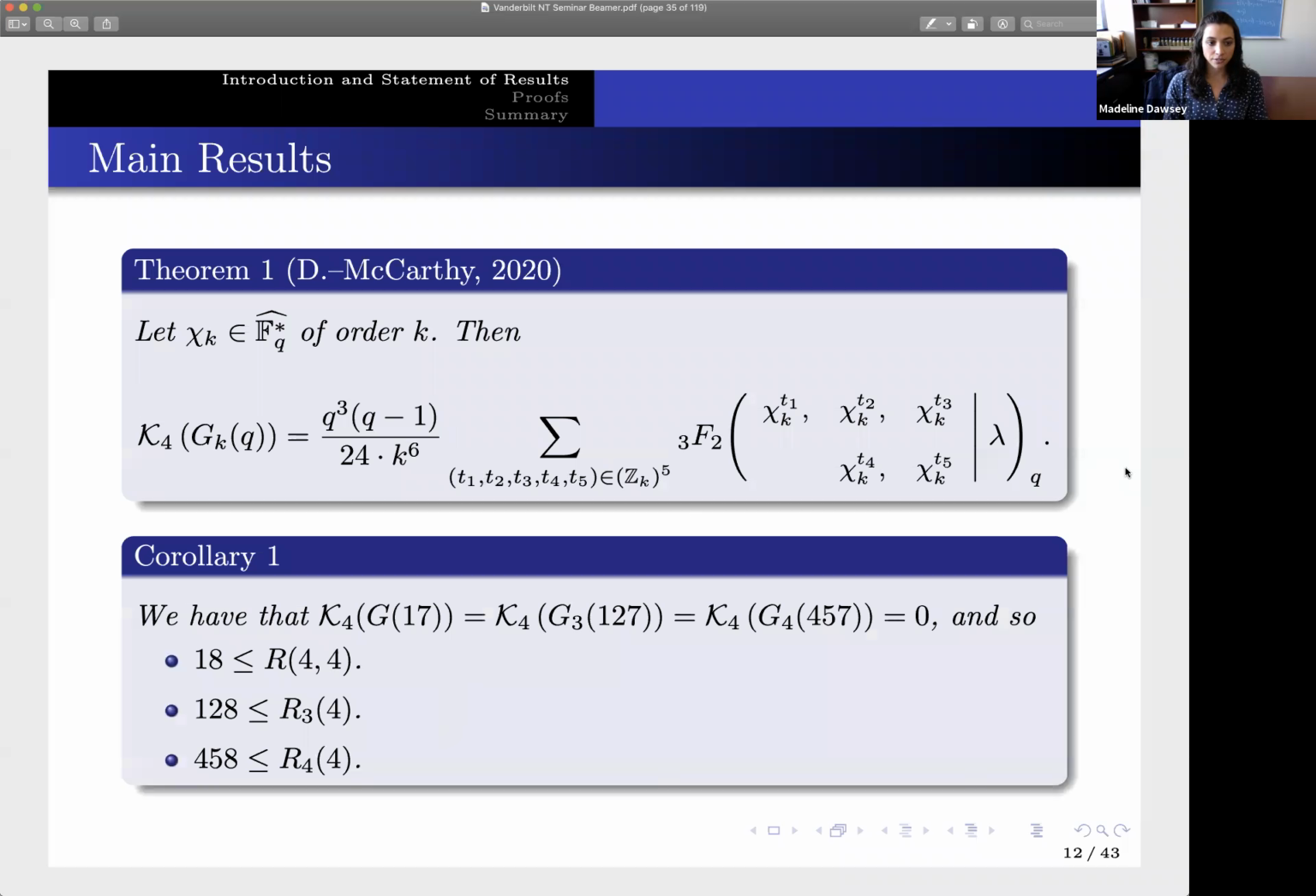Then, as a corollary, we were able to find lower bounds for the Ramsey numbers. If you find the largest q such that this formula gives 0 on the right side, then that's a lower bound for these Ramsey numbers. We found that 18 is less than or equal to R(4,4). Well, that's already known because we knew that R(4,4) equals 18. We showed that R_3(4), R(4,4,4), is greater than or equal to 128, and then R_4(4) is greater than or equal to 458. We were really excited about the first two because those match the best known lower bounds. But the third one, unfortunately, does not match the best known lower bound.